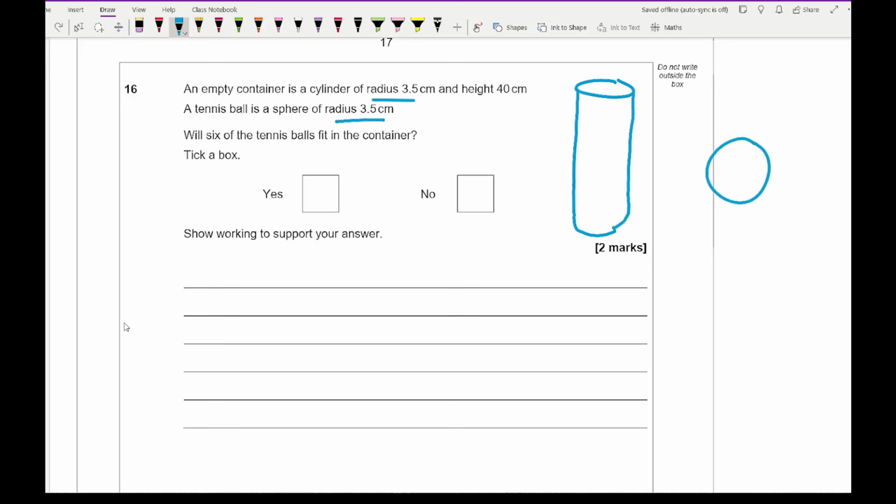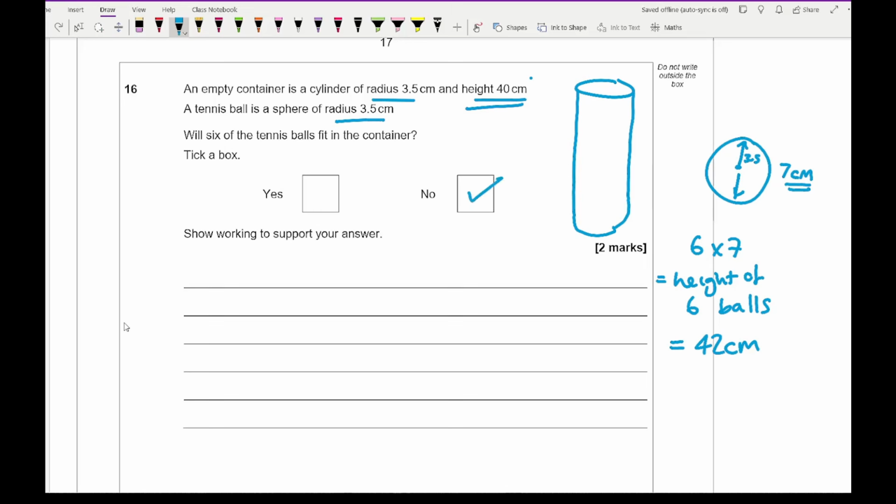So if I just draw a circle, and if I know that it's got a radius of 3.5, it means then it's going to have a diameter of 7 centimeters. So then 6 times 7 will be the height of 6 balls. And that comes up to a total of 42 centimeters. Now the height of the cylinder is only 40 centimeters, so will 6 balls fit? The answer is going to be no, and the reason for that is because 42 is greater than 40.